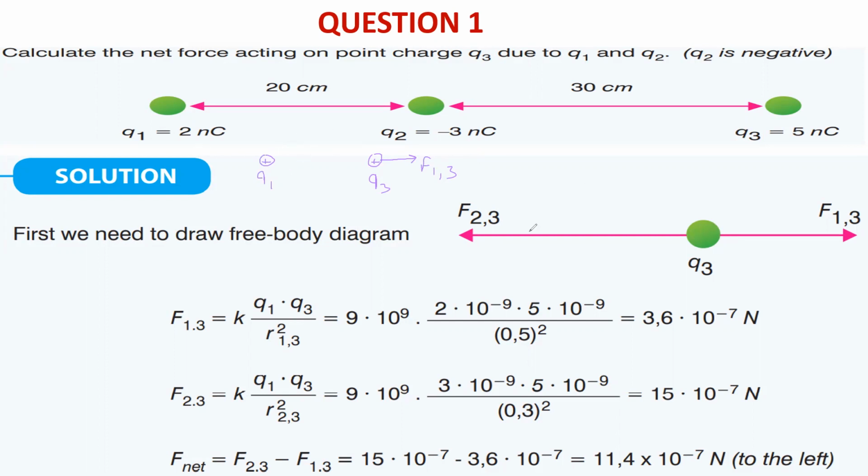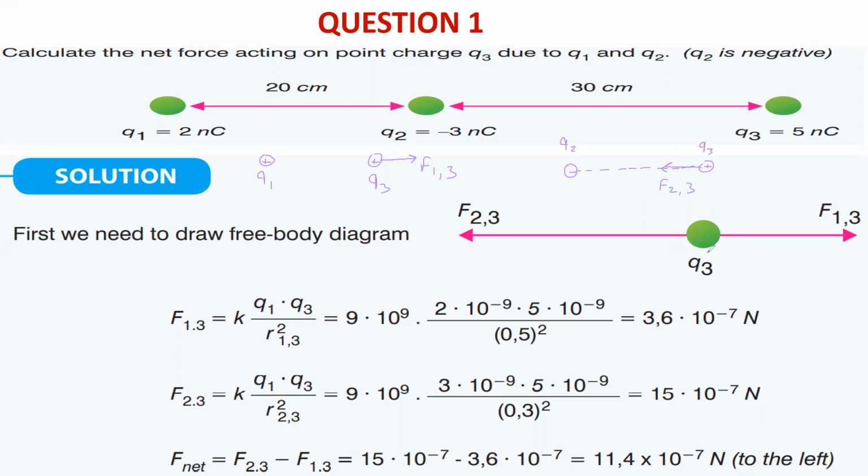Next one, we are looking for F23. How are we making it, people? Let's think we have only 2 charges, Q1, Q2, and Q3. If you have these 2, what's going to happen now? It is negative. This one is positive. We know they attract each other. So direction this way, F23.